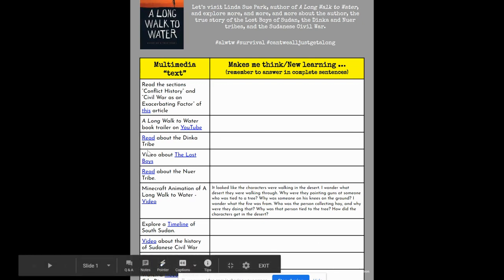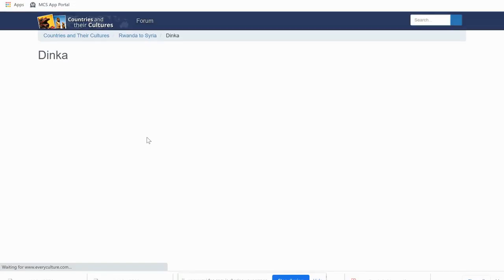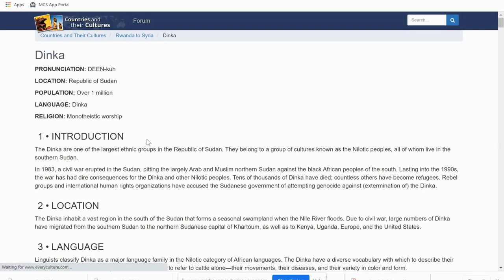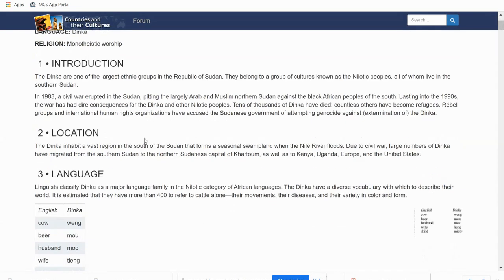And I will click into one of these articles. We're going to read about the Dinka tribe. As you see here, I have linked some information about the Dinkas, and they are expected to read it.